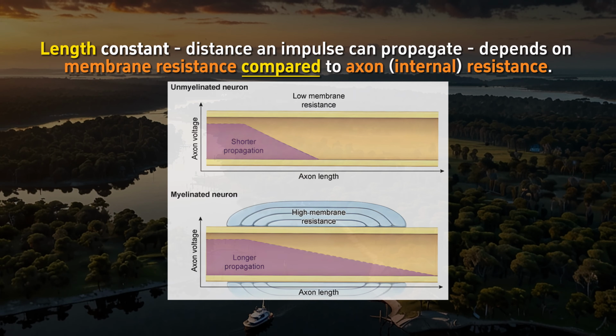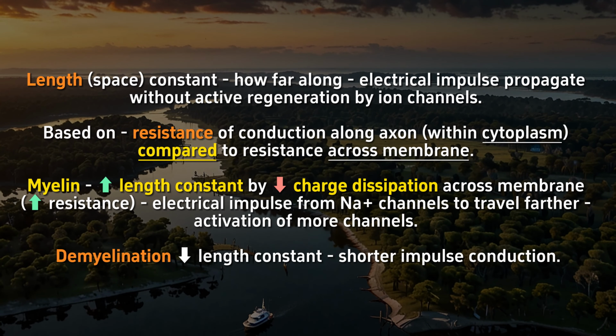Length constant of the neuron. The distance an impulse can propagate depends on the membrane resistance compared to the axon internal resistance. The length constant, also known as the space constant, is a measure of how far along an axon an electrical impulse can propagate without requiring active regeneration by ion channels.